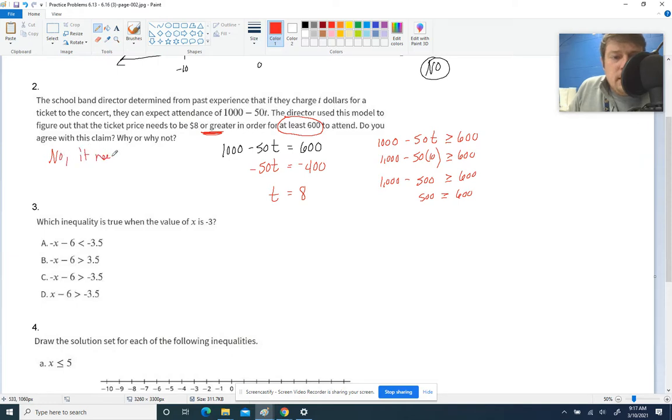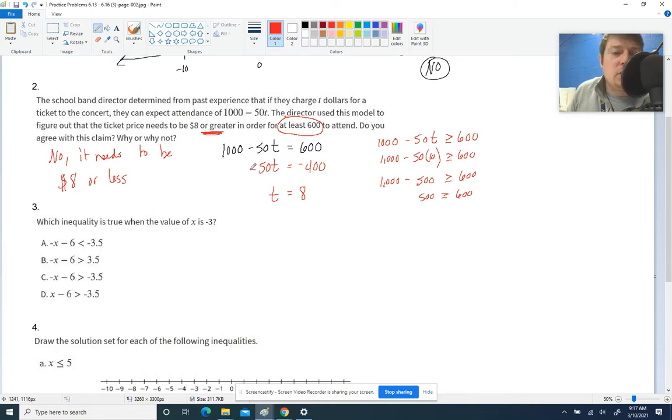It needs to be $8 or less. And that makes more sense. I mean, you charge less for the tickets, more people are going to show up, right? You're not going to make this greater. That wouldn't make any sense.